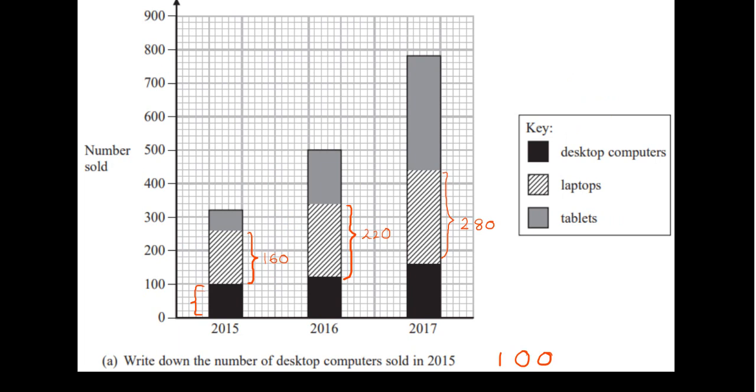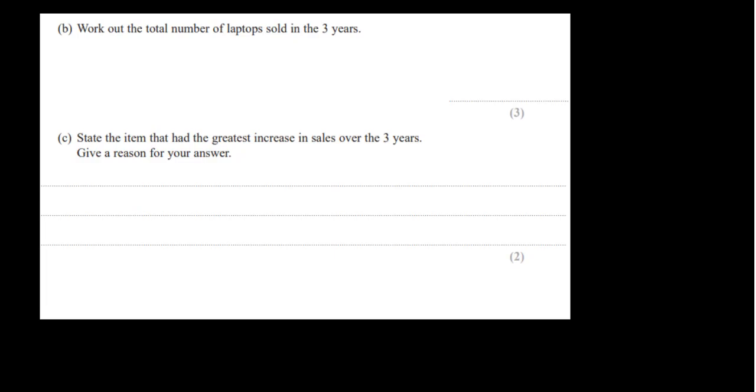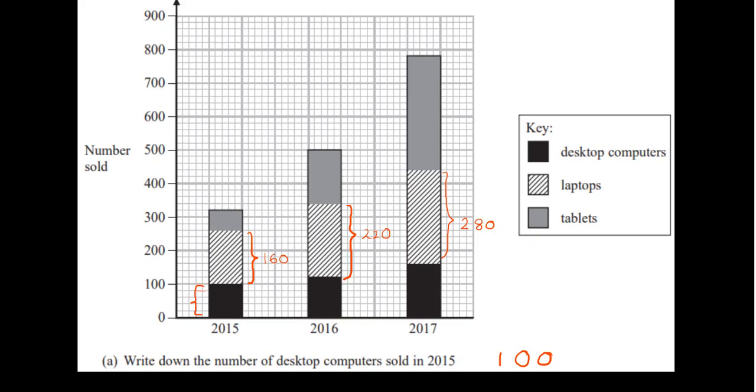Okay, so we've got 160, 280, and 220. So let's go on the next page, and we'll sort this out. So we had 160, 220, 280. Let's add them up. 6, 8, 16. Carry the 1, 2, 4, 6. 660. There we go. Right, what's the next question?